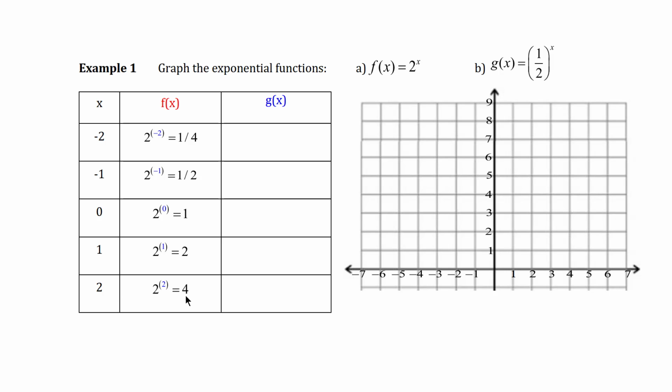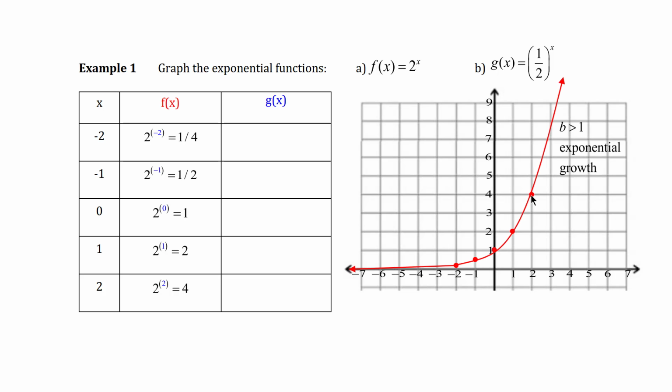Next, we're going to go ahead and plot each one of these points. -2, 1/4 would be here, -1, 1/2 is here, 0, 1 is right here, 1, 2 is plotted over here, and 2, 4 is right here. Next, we draw a curve through our points. Now we have the graph of f of x in red.